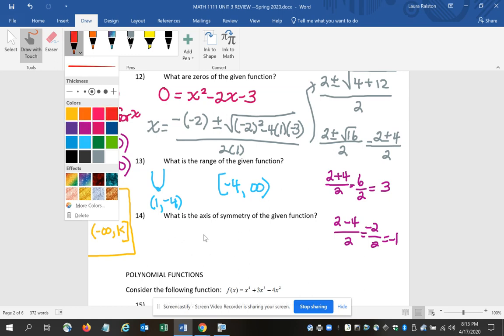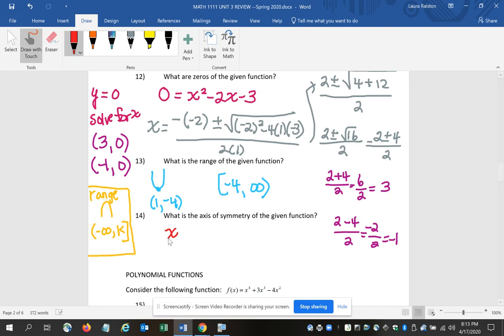Okay, and then the last one for this grouping of questions asks you again, what is the axis of symmetry? Should be x equals the h coordinate of the vertex, because your axis of symmetry would go through the middle. Okay, so x equals 1, the axis of symmetry goes through the vertex.